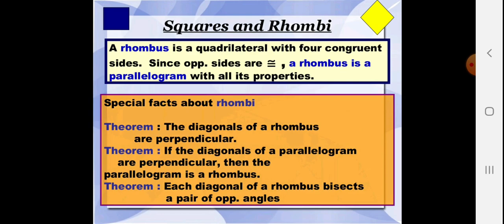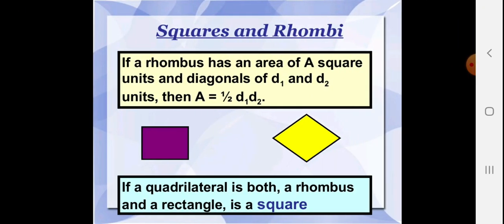If diagonals of a parallelogram are perpendicular, that means that parallelogram is a rhombus. Each diagonal of a rhombus bisects a pair of opposite angles. If a rhombus has an area of A square units and diagonals D1 and D2, then the area is equal to 1/2 D1 into D2. That means you can find the area of a rhombus using the formula A equals 1/2 into diagonal 1 into diagonal 2. If a quadrilateral is both rhombus and rectangle, that means it is a square.